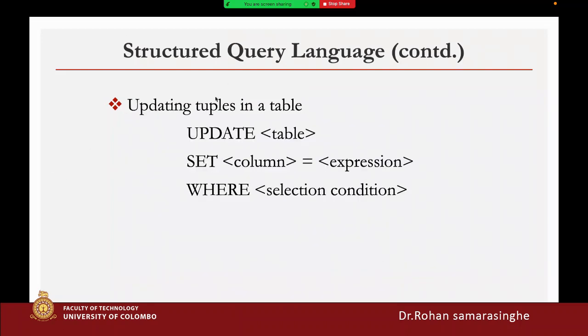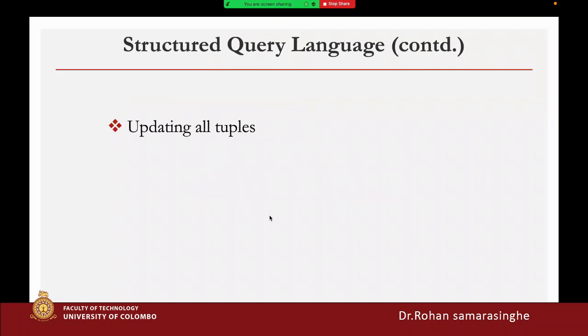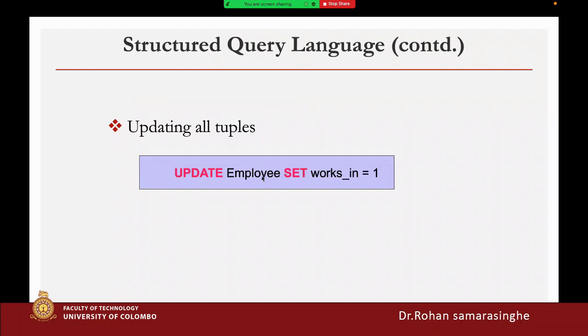And the next one is updating tuples in a table. How to update the rows in a table. Update table, set column equals expression where selection condition. This is the syntax of updating the table. Let's try to understand. Updating all tuples: update employees and set works_in is 1. You want to update the employee and set 1 to the works_in column. That updates all tuples in one command.